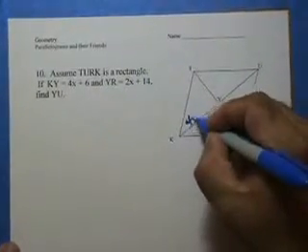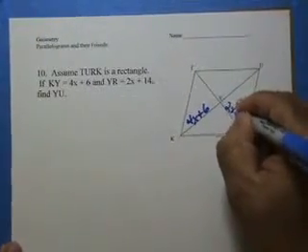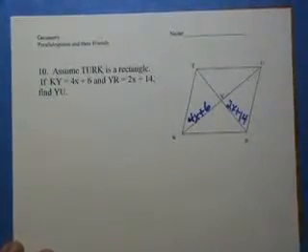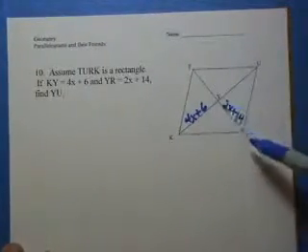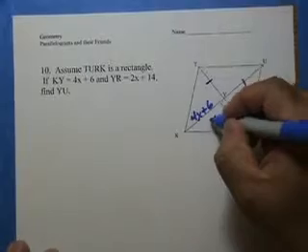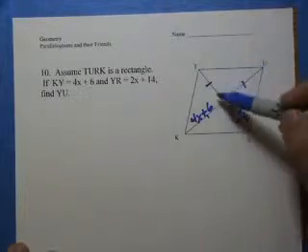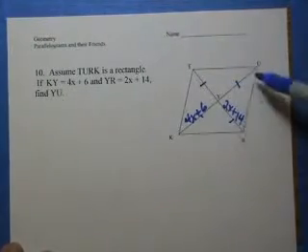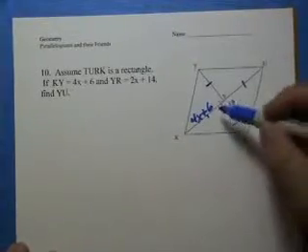KY is 4x plus 6. YR is 2x plus 14. If you missed it or if you can't see, Y is the intersection of the diagonals. In a rectangle, the diagonals are congruent to each other. So that means these 4 pieces are congruent to each other. Remember, a rectangle is also a parallelogram, so the diagonals are bisected. In other words, they're cut in half. And since the 2 diagonals are congruent to each other, the halves are congruent to each other. So those 2 are equal.